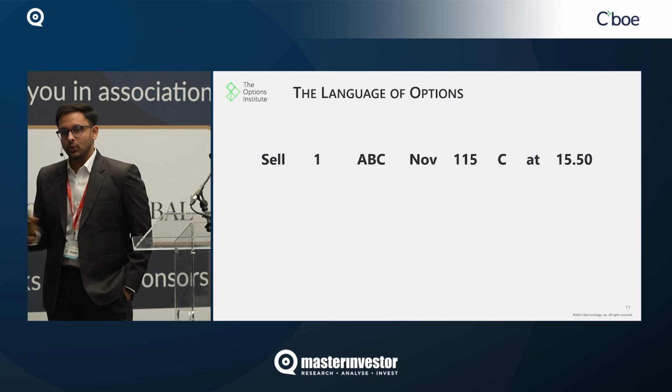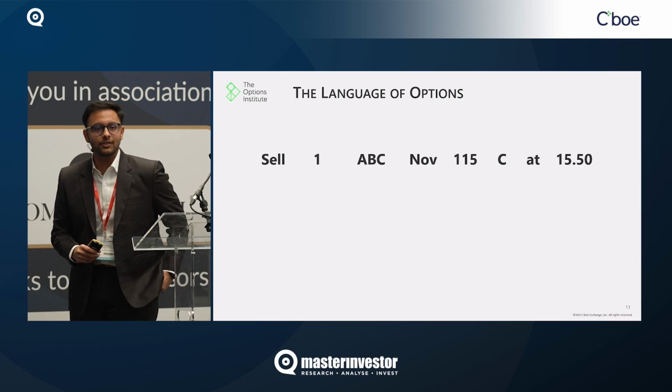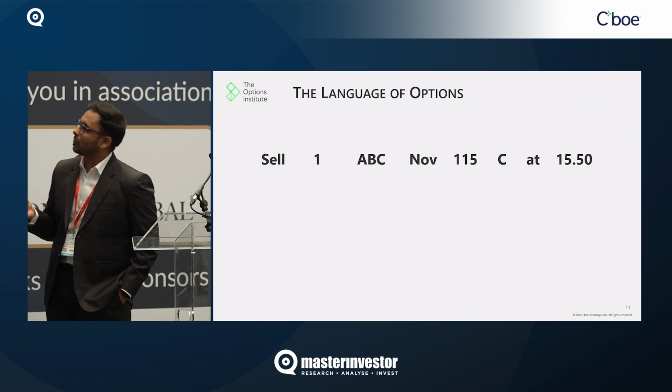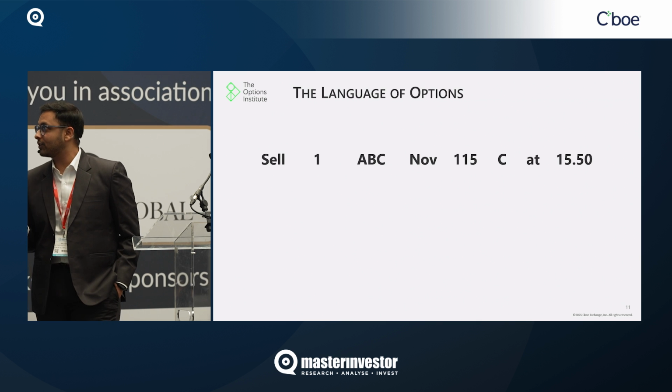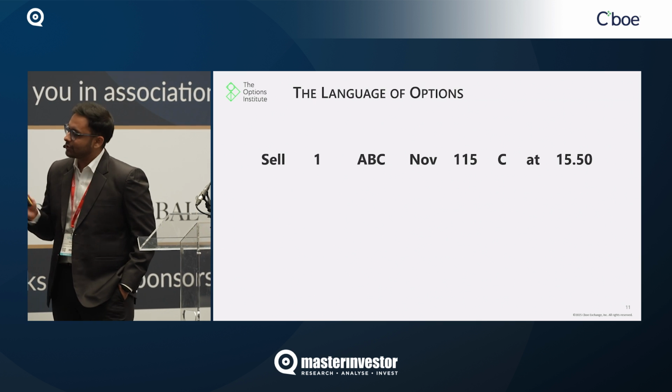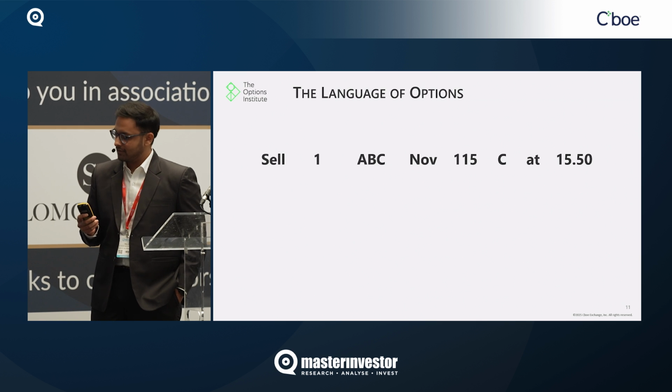All right, so we know the macro piece of options. Let's look at an options order. So you can see one on the screen. It reads sell one ABC November 115 call, 1550. That's a mouthful, right? So let's break it down. Let's look at each component.